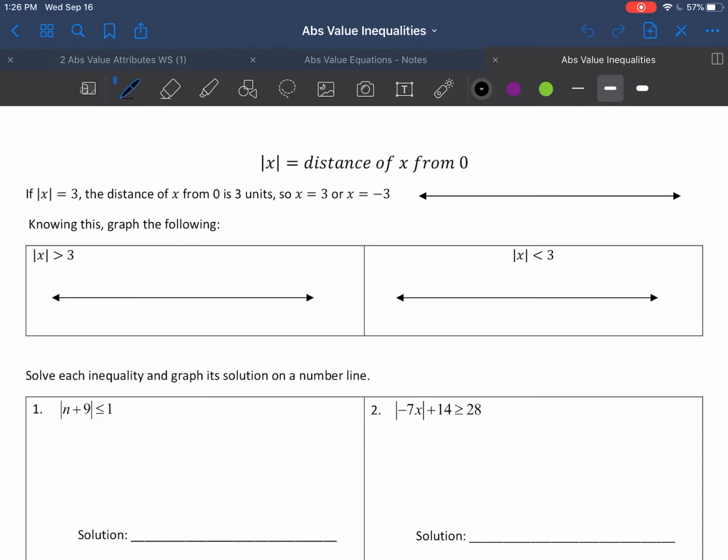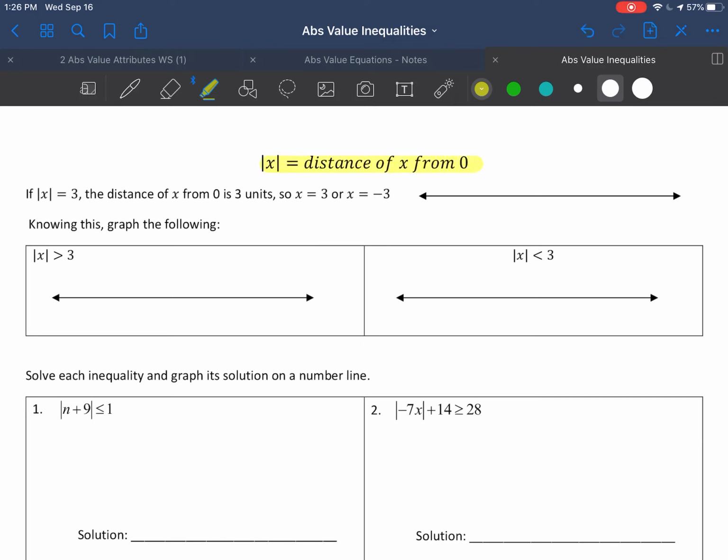All right, so we have solved absolute value equations. Now we are going to solve absolute value inequalities. And so we're going to start by just talking about what absolute value means again, so that these solutions make sense. And so absolute value always measures the distance from 0.